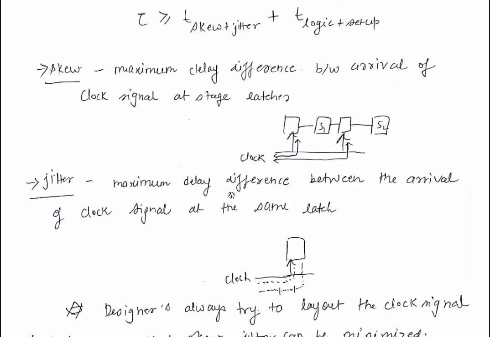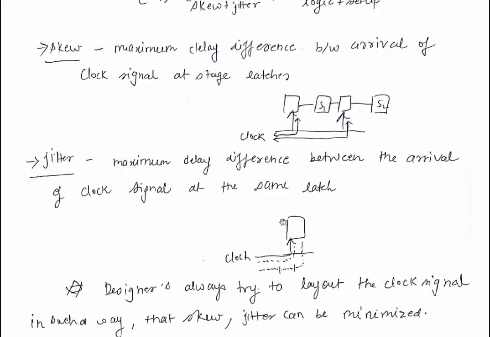Second is jitter. So, the maximum delay difference between the arrival of clock signals at the same latch. Let's say this is a latch, you have activated the clock and it has reached here in 2 nanoseconds. The operation gets completed, you activate the clock again, and now it reaches here at 4 nanoseconds. So for jitter, you just evaluate the difference: 4 minus 2 is 2 nanoseconds. So jitter is the maximum delay difference between the arrival of the clock signal at the same latch. Skew is the maximum delay difference between the arrival of the clock signal at different latches.